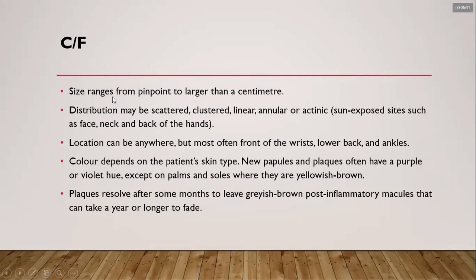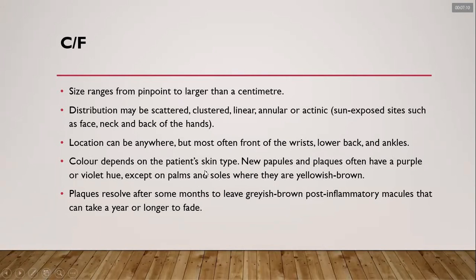The size of the papules ranges from pinpoint to larger than a centimeter. Distribution may be scattered or dispersed, it can be clustered in a single area, it can be annular, or it can go along linearly, occurring at sites of linear trauma where a line of papules can form. It can be actinic, on sun exposed sites like face, neck, and back of the hands. Location can be anywhere, but most often it is present over the front of the wrist, lower back, and ankles.